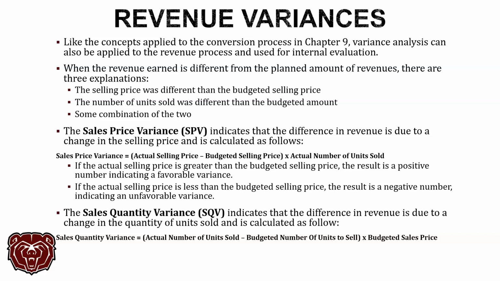If the actual selling price is greater than the budgeted selling price, the result is a positive number. That indicates a favorable variance. We sold it for more than we thought we could, okay? If the actual selling price is less than the budgeted selling price, the result is a negative number, okay? That indicates an unfavorable variance. We sold it for less than we thought we could.